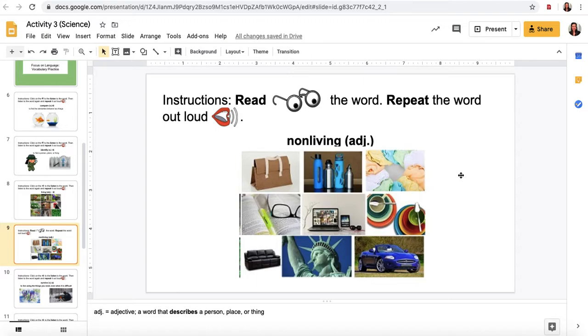We also have non-living. So these pictures are being described, again, it's an adjective, as non-living, right? This book, this highlighter, these glasses are non-living. The Statue of Liberty, it's a statue. It is non-living.